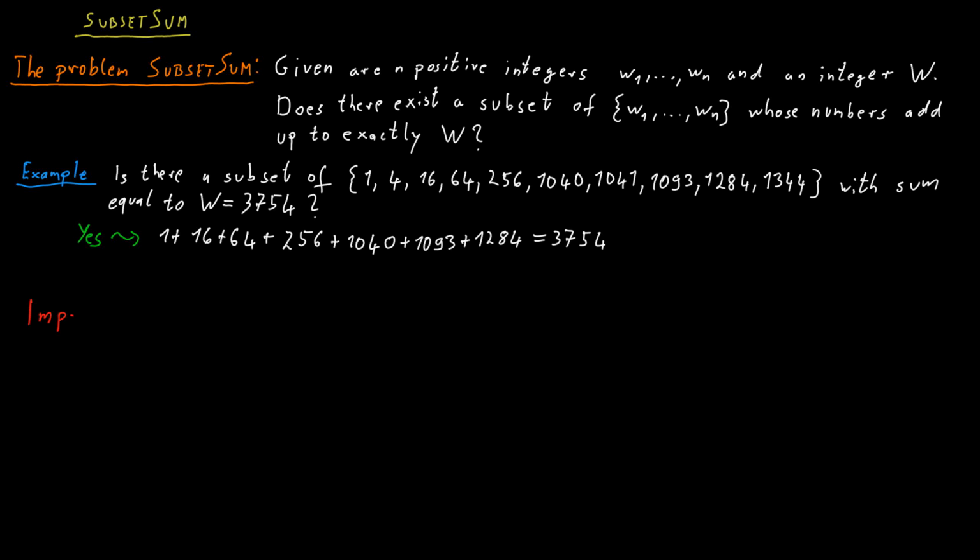3754 exactly. As always, when our input contains numbers, it is important to note that those numbers have to be encoded in binary. If we would encode them in a less efficient way, we might potentially change the complexity of this problem quite dramatically. So the numbers here are encoded in binary.